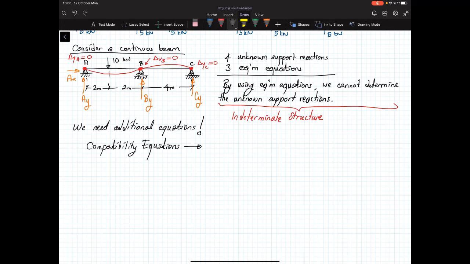The equations related to the geometry or the deformations of the structure. Equations that describe the deformation of the structure.